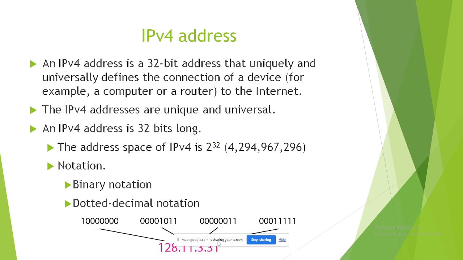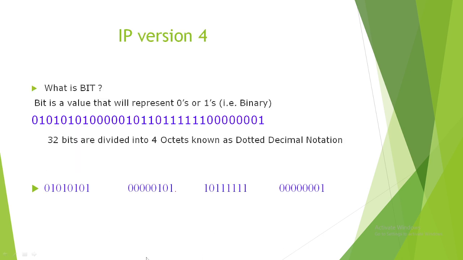This is the dotted decimal notation. In IPv4 addressing, what is a bit? A bit is a value. It will represent zeros or ones. These zeros and ones are the binary format we are using for a bit.